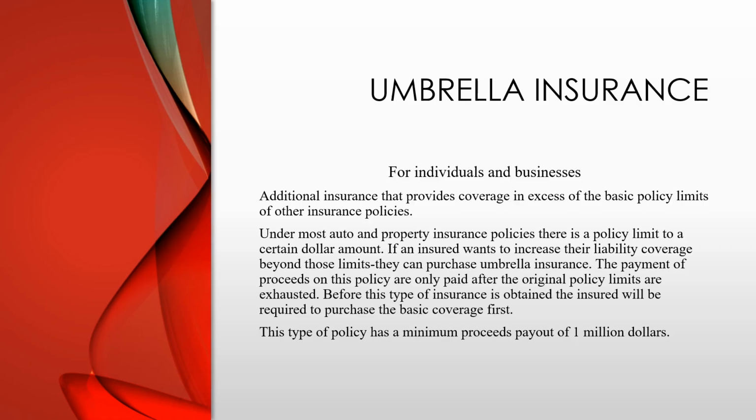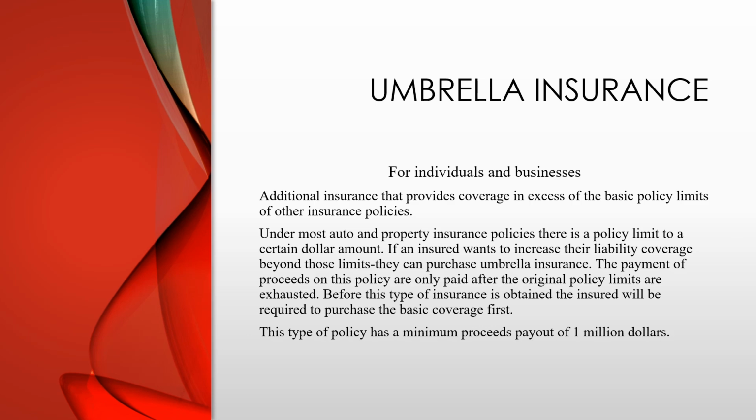My last topic here in types of insurance is umbrella insurance, and I put it last because individuals can obtain this insurance as well as businesses. This is additional insurance that provides coverage in excess of the basic policy limits of other insurance policies. So this is over and above. So under most auto and property insurance policies, there's a policy limit to a certain dollar amount. If an insured wants to increase their liability coverage beyond those limits, this is what they purchase: an umbrella insurance policy. The payment of the proceeds on this policy are only paid after the original policy limits are exhausted.